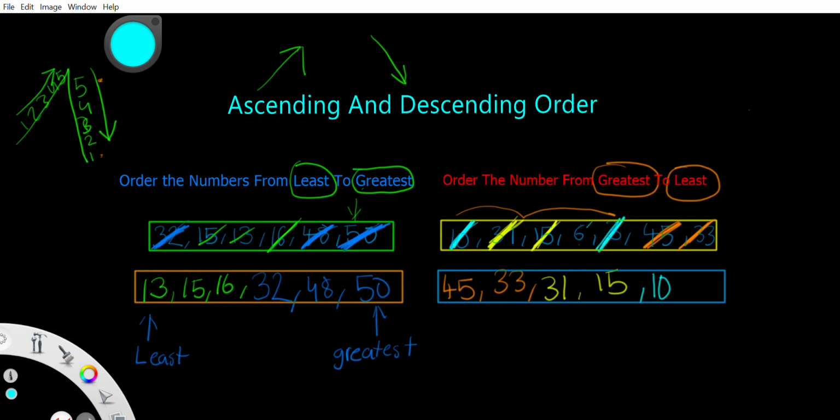And yippee! We got our answer. The greatest number is going to be 45, and the smallest number is going to be 6.